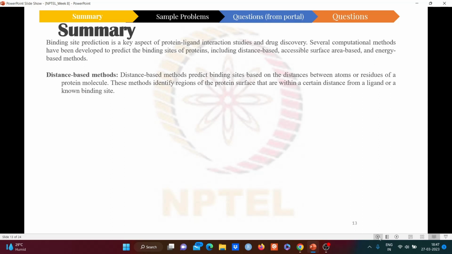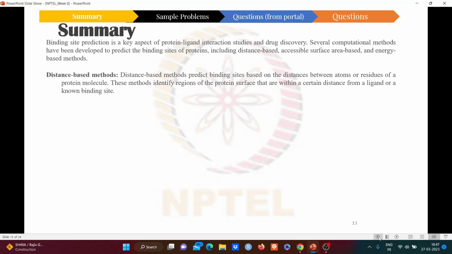Here I'll be discussing mostly based on protein ligand interactions, but the similar thing works for the other types of interactions as well. So we have several computational methods that have been developed to predict the binding sites of proteins. They include distance-based methods, accessible surface area-based methods, and energy-based methods. So we'll discuss one by one here.